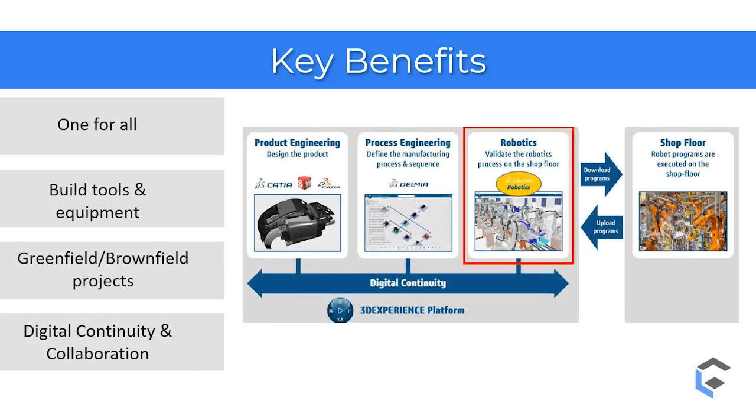At the end, it allows digital continuity across different teams, right from product engineering, process engineering, robotics, and shop floor programmers. Because of this, you can achieve overall collaboration, which increases the overall production throughput.